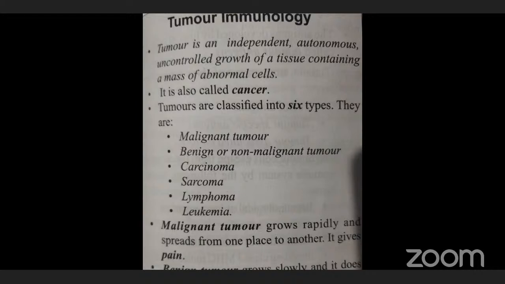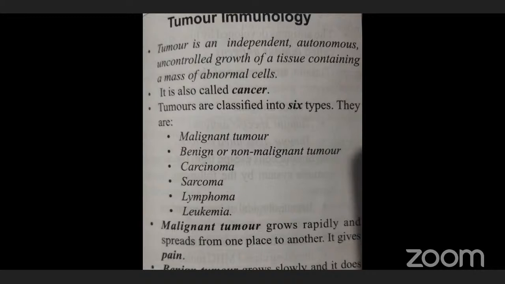So likewise, tumor means a continuous growth of cells, uncontrolled continuous growth of cells. That is called a tumor. In your syllabus, this topic is given as cancer. So tumor is an independent, autonomous, uncontrolled growth of tissues containing a mass of abnormal cells, which is also called cancer. In your syllabus, they gave it as cancer. Cancer and tumor are both the same.